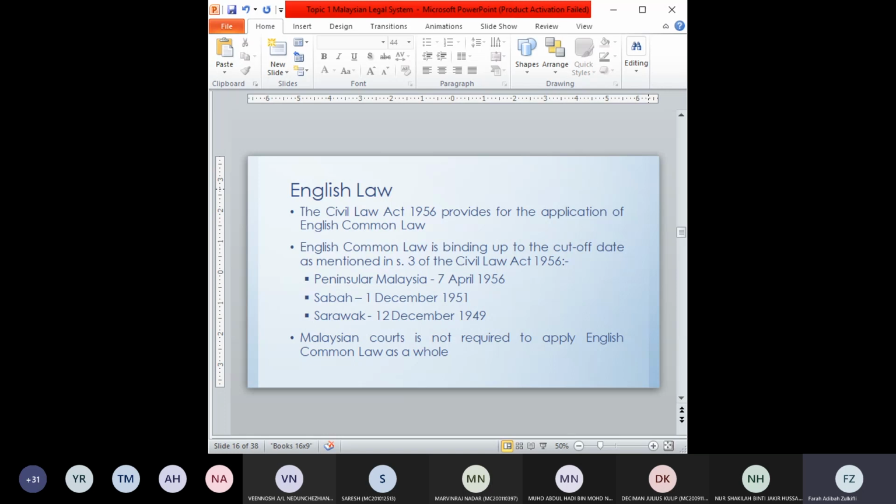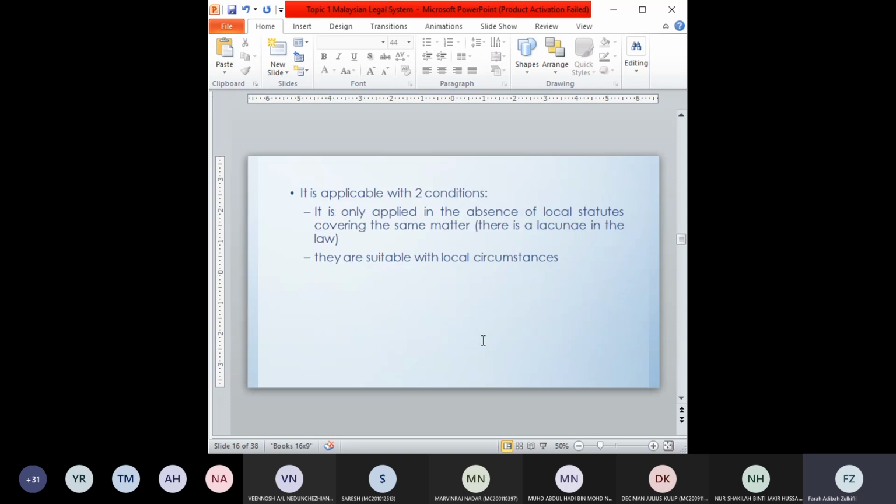So the Malaysian court is not required to apply English common law as a whole. Yes, you can refer to English common law, but only under two conditions. You can only use English law in Malaysia in two situations. The first one is that it is only applied in the absence of local statutes covering the same matter. So if there is no law regarding that thing in Malaysia, you can refer to English law. But if there is anything under Malaysian law which covers the subject matter you are talking about, you cannot use English law anymore. So there must be a lacuna in the law. Lacuna is like a hole. There must be some kind of absence of local statutes.